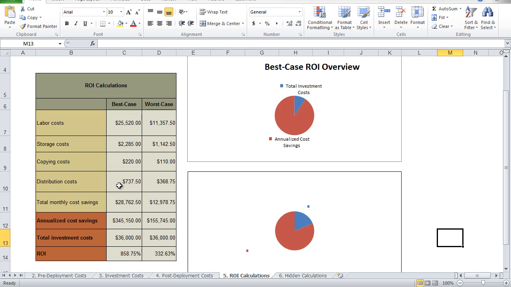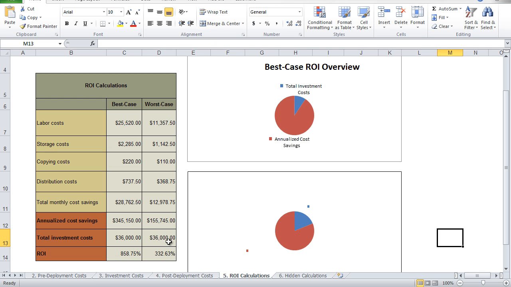So what's really interesting in this example was that for that very, very low initial investment of just $36,000, the annualized cost savings, or the ROI in this case, in the best case scenario, which was at that 50% threshold, was $345,000. That's just in the first year, right? And the ROI in this case, from a percentage standpoint, is 858%. And the worst case was 332%.